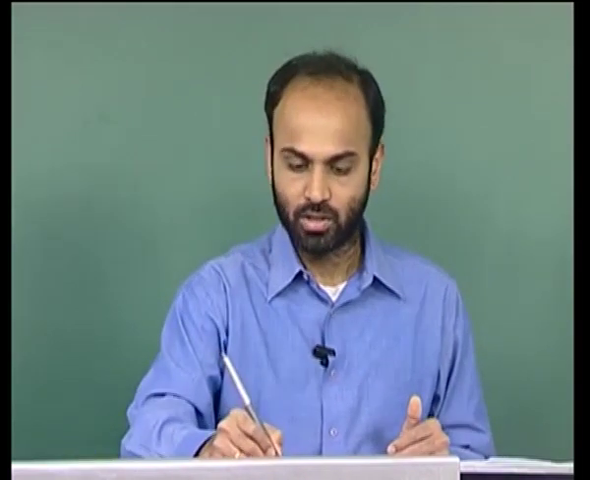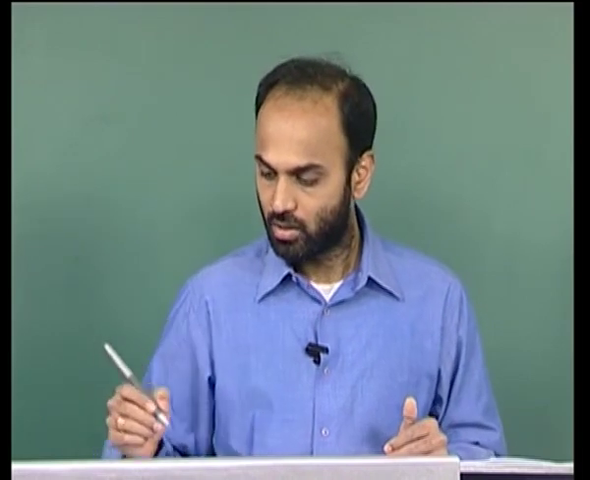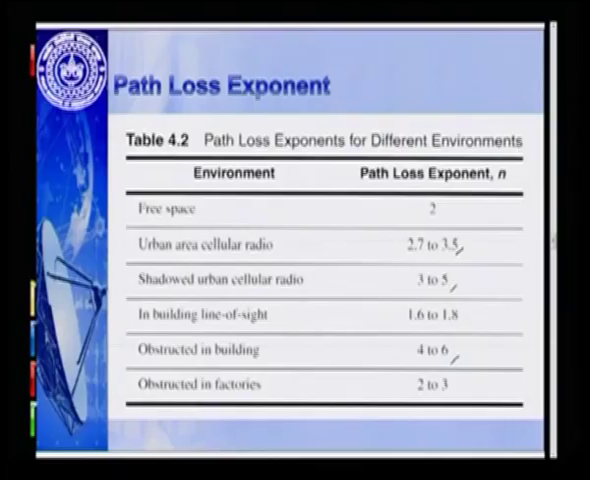Let us go to this table. If we go to this table, we can see the path loss exponent for various scenarios. For free space it is 2, and for urban cellular radio it can be anywhere from 2.7 to 3, so around 3. In shadowing, in fact, it increases from 3 to 5, so it can reach as high as 5.